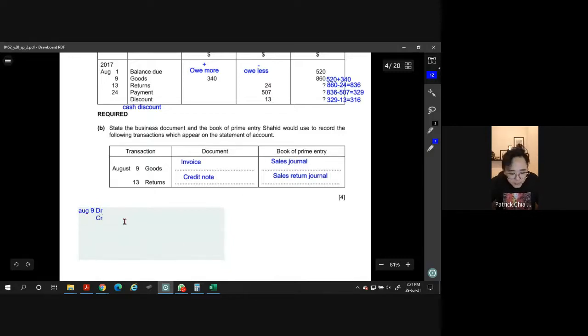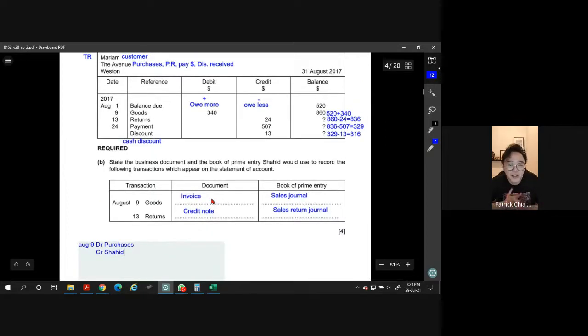Purchases always debit. Yes, so DR purchases. And then what do I credit? Credit Shahid. We didn't pay money here, because this is an invoice only for credit. That means no money involved. So DR purchases. How much? 340. The amount is 340, and then Shahid is also 340.